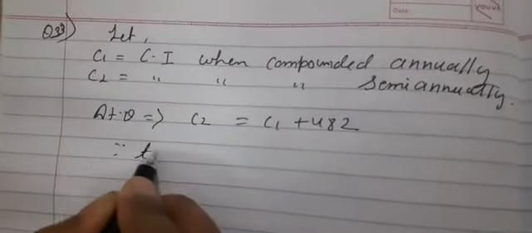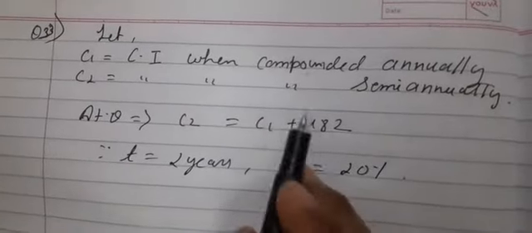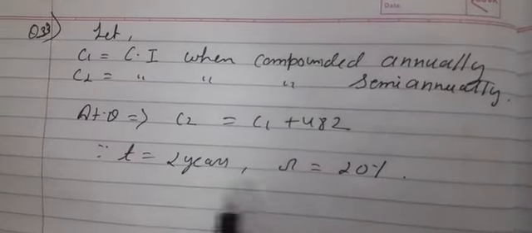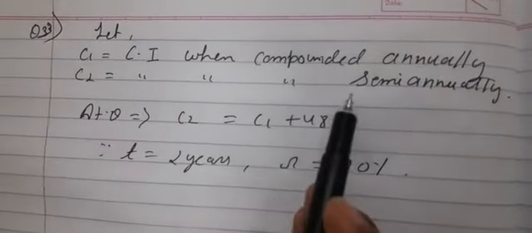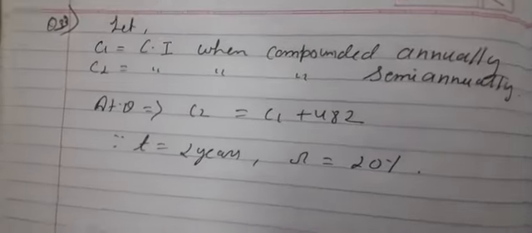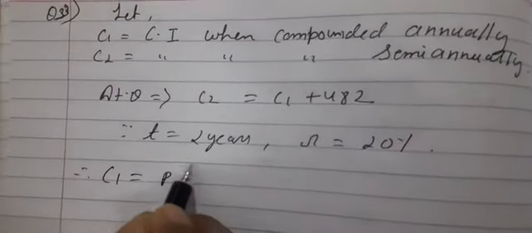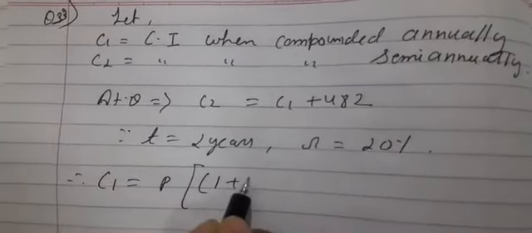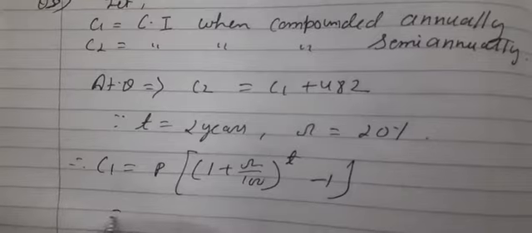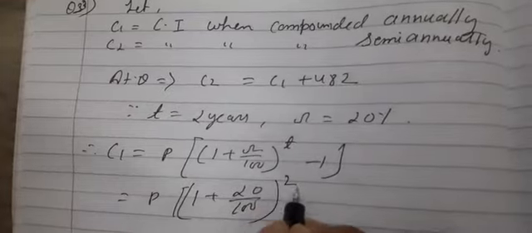Since time is 2 years and rate is 20%, for the compound interest compounded annually there is no change in time and rate. But for C2, which is compounded semi-annually, we will change the time, which will become 2 into 2, that is 4, and the rate will become 20 by 2, that is 10%. So first of all we will solve for C1. Therefore C1 is equal to P into, using the formula of compound interest, 1 plus R by 100 to the power T minus 1, that is P into 1 plus 20 by 100 to the power 2 minus 1.